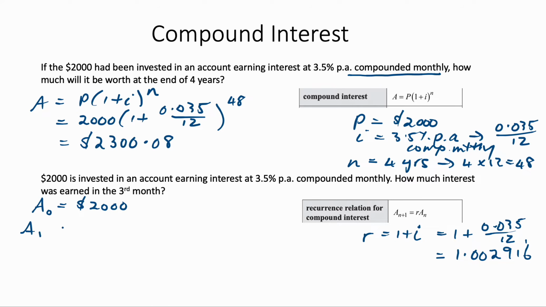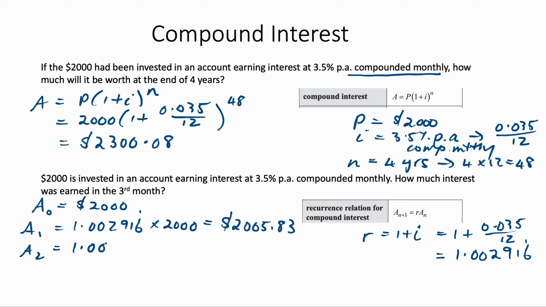So our A1, putting that in, it's basically telling us that the next term is equal to R times the previous term. So we've got 1.002916 recurring times 2,000, which gives us what the investment is worth after 1 month. That comes out to $2,005.83. This does get a little bit tedious because you have to keep repeating that process. That's why it is a recursive formula. It's the idea of it.